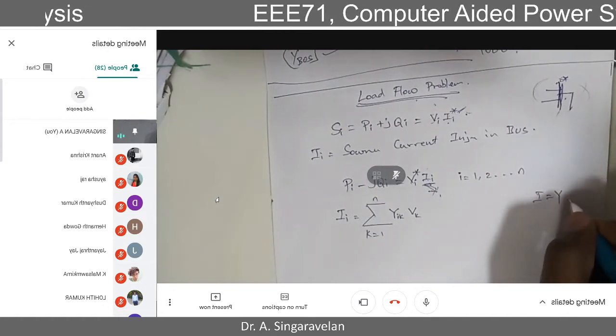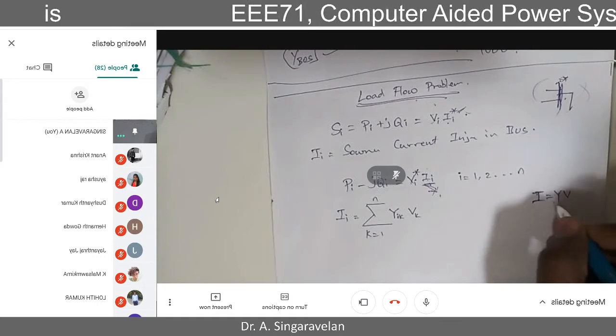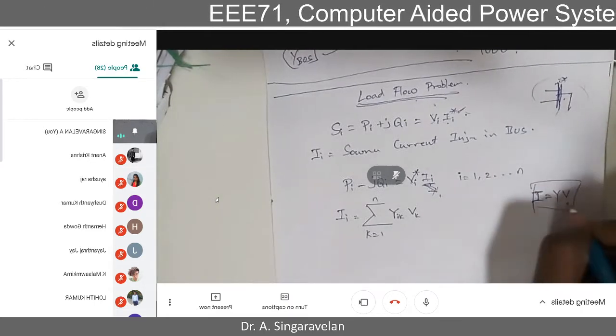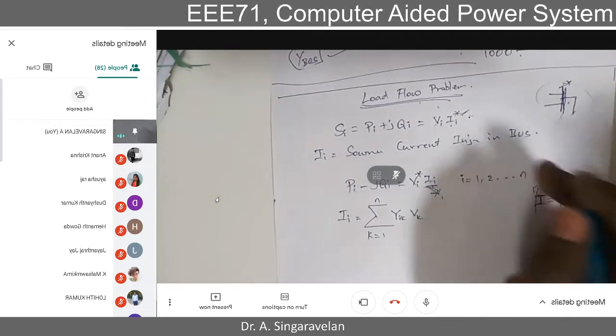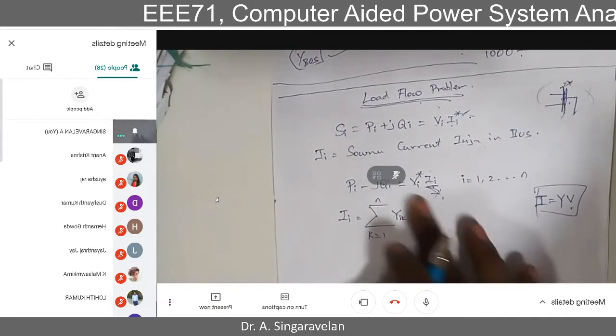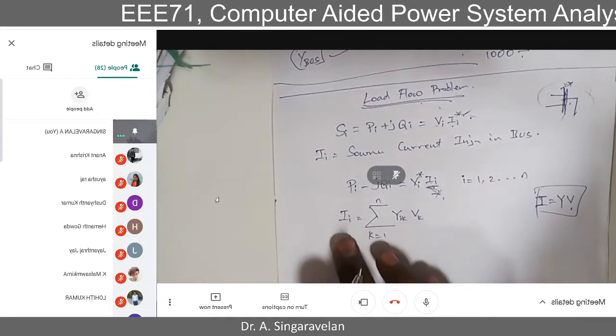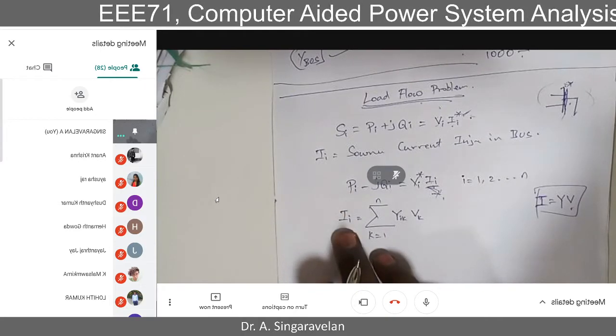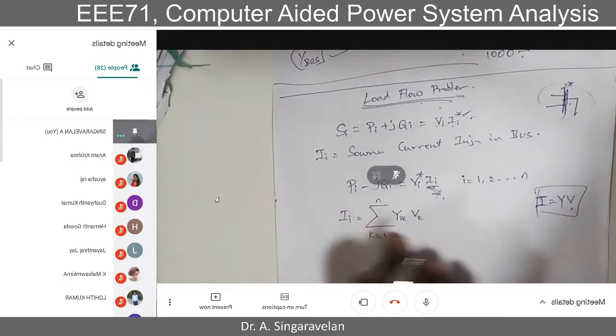We know that in the first class we have seen the current can be taken in admittance form also. So if n number of buses are available for this equation, then I can just put a summation for this, and I still get the total current on that network. So this is I, right?